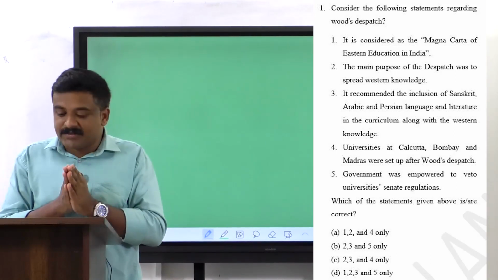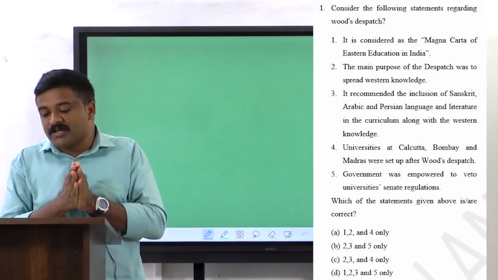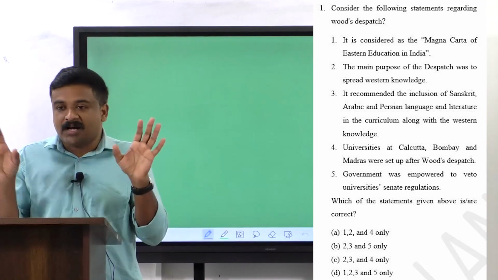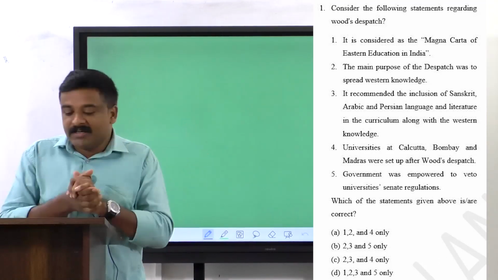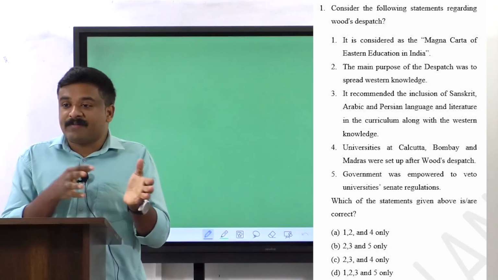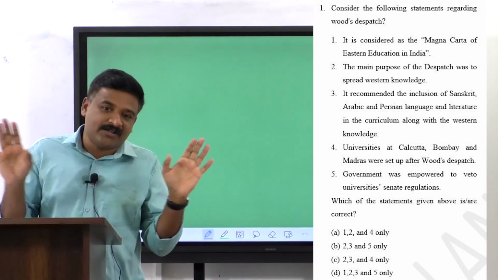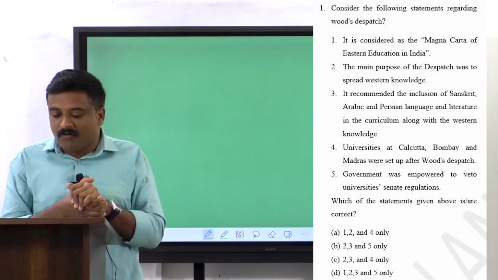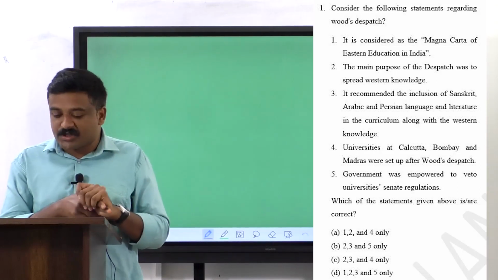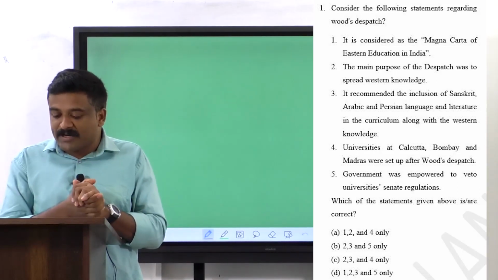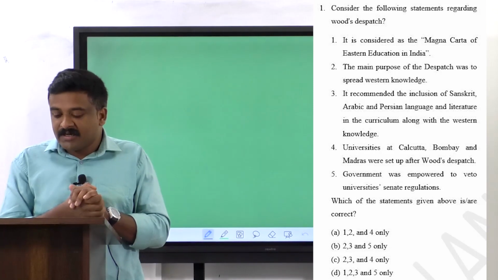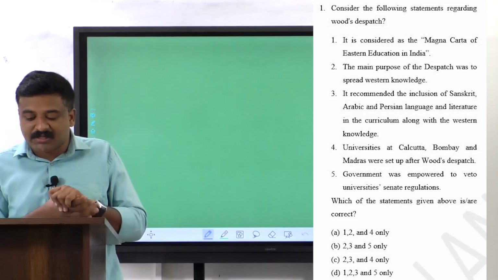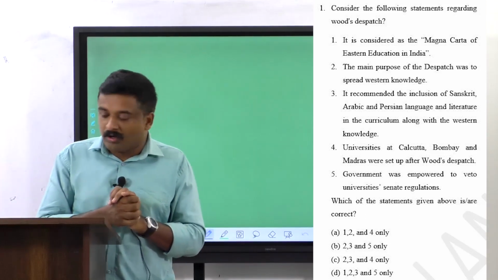The question was like this: consider the following statements regarding Wood's Dispatch. We know that this is something like a Magna Carta, and also that it was introduced in the mid 19th century AD. It is considered as the Magna Carta of Eastern education in India. First statement: the main purpose of the dispatch was to spread Western knowledge. Second: it recommended the inclusion of Sanskrit, Arabic, Persian language and literature in the curriculum along with Western knowledge.